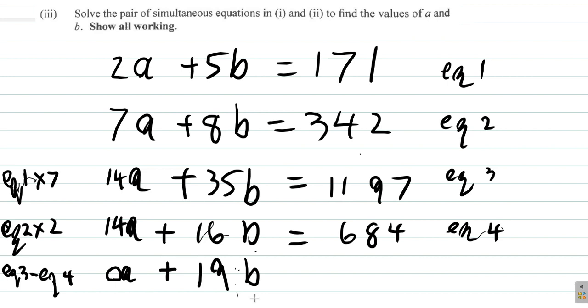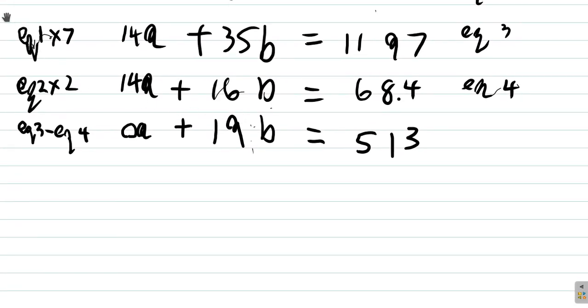So, this is equal to, and then I subtract these. Let's just subtract them. 7 minus 4, that's 3. 9 minus 8 is 1. 11 minus 6, that's 5. 513. So here, 19b equals 513.